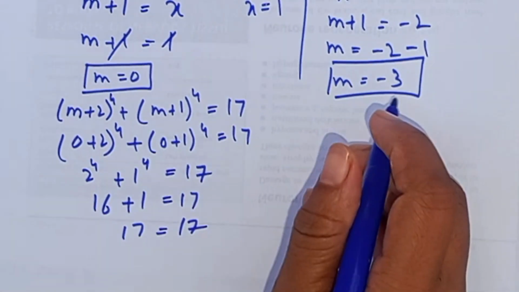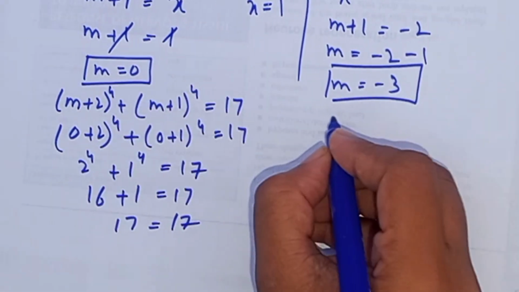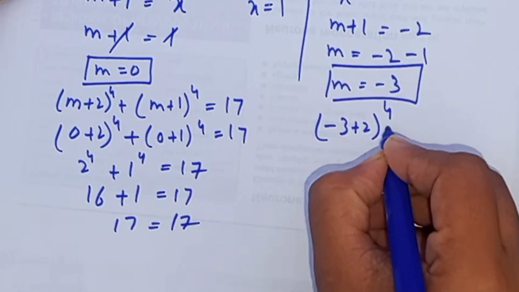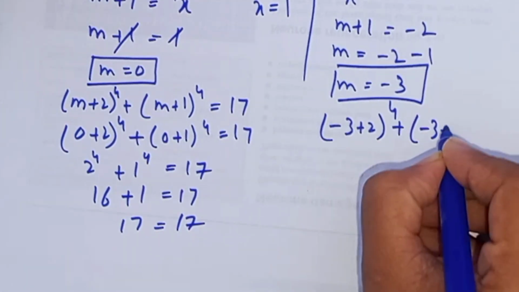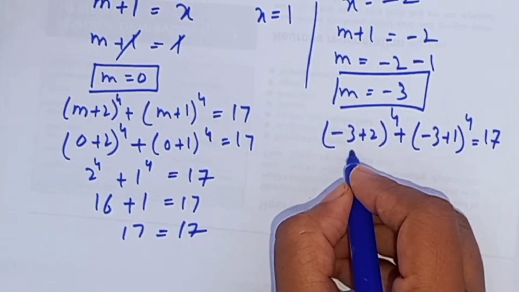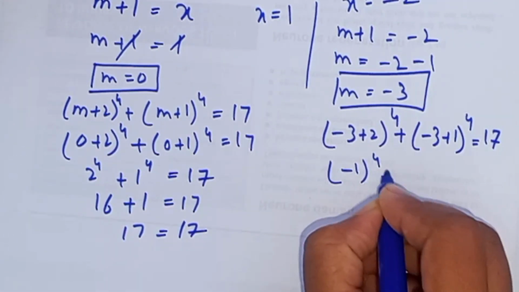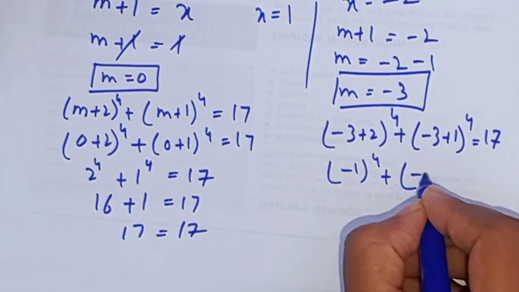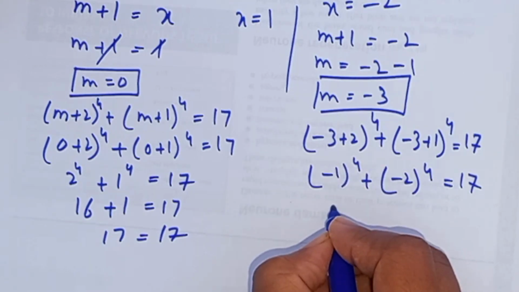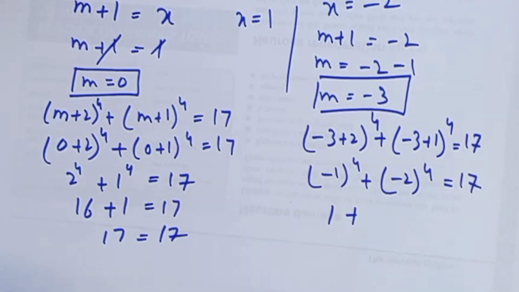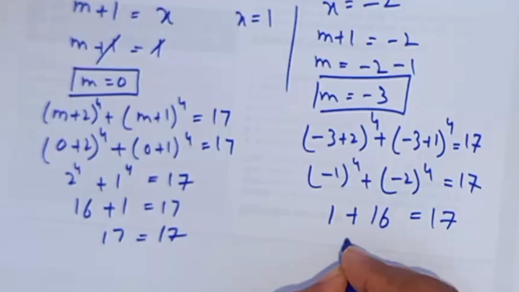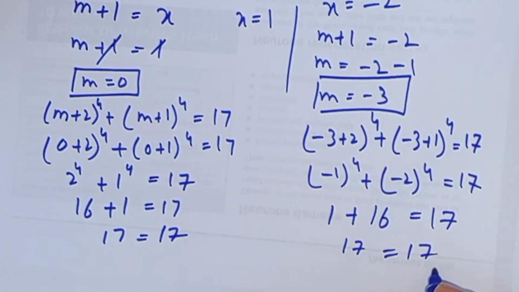Now we verify for m equals minus 3. So this will become minus 3 plus 2 raised to the power 4 plus minus 3 plus 1 raised to the power 4, equal to 17. So minus 3 plus 2 is minus 1 raised to the power 4, plus minus 3 plus 1 is minus 2 raised to the power 4, equal to 17. So minus 1 raised to the power 4 is just 1, and minus 2 raised to the power 4 is 16. So 1 plus 16 is 17, and in this case left hand side is equal to right hand side.